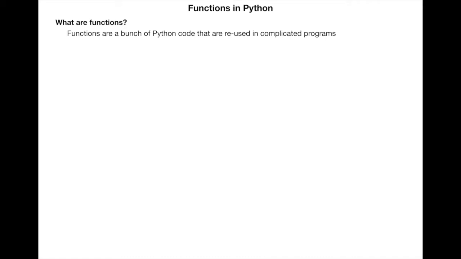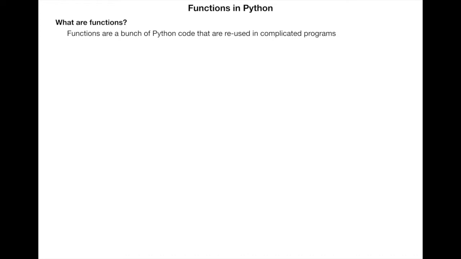So the functions are basically a bunch of Python codes that are reused in complicated programs. So basically these are small pieces of code that can be used again and again whenever you do the same thing. For example, think about this. I want to calculate all your final grades based on all your homework grades and exams, right? So I have a bunch of numbers to add together and multiply by their percentage. So I will do that multiplication and addition for everybody, right?